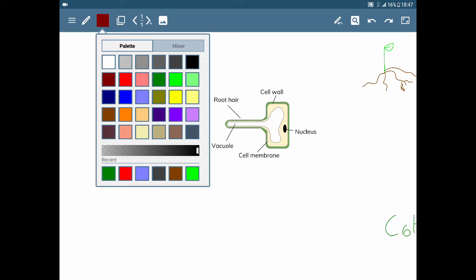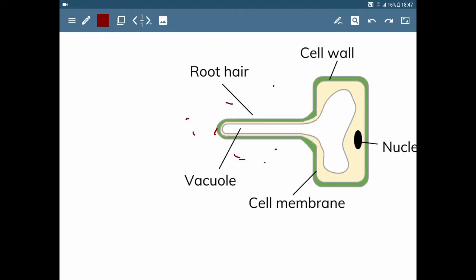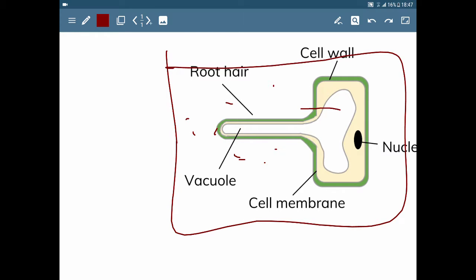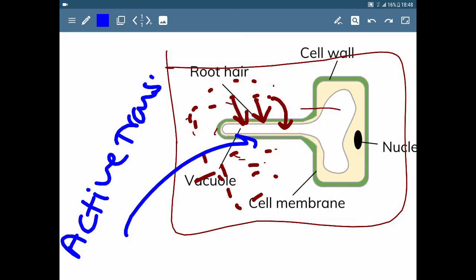Now this root hair cell has minerals over here. If this is the plant, it's obviously in the soil, right? So there are a lot of minerals over here. To take these minerals inside, obviously plants need them. So to take these minerals inside, you use a process called active transport.